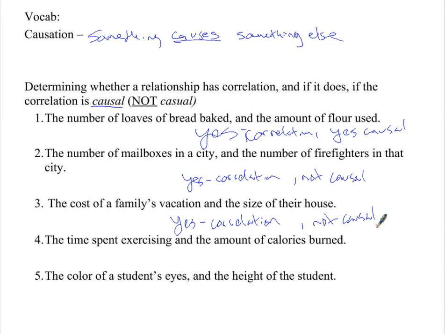How about the time spent exercising and the amount of calories burned? There's definitely a correlation. What about causal? If I exercise more, does that cause me to burn more calories? Yes. So yes to both on that one. And finally, the color of a student's eyes and the height of the student. No correlation. So therefore, we don't have to say anything about causal or not.